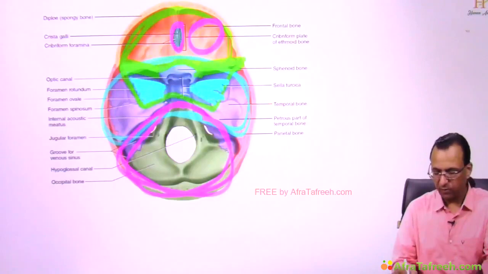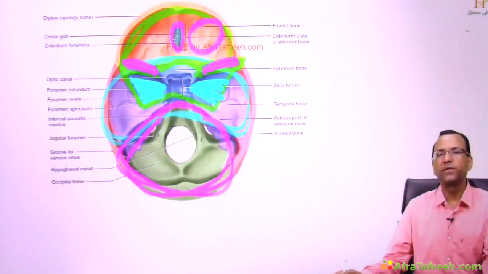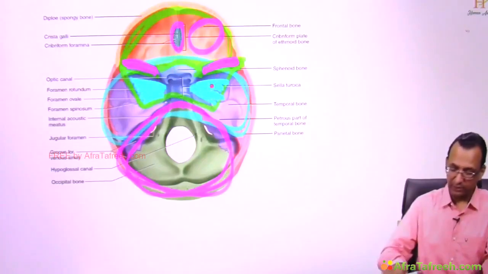And where is the lesser wing? Lesser wing is at the floor of the anterior cranial fossa, and between the two wings there is a fissure. What fissure? The superior orbital fissure. So between the two wings you have the superior orbital fissure. Yes, this we have to discuss.